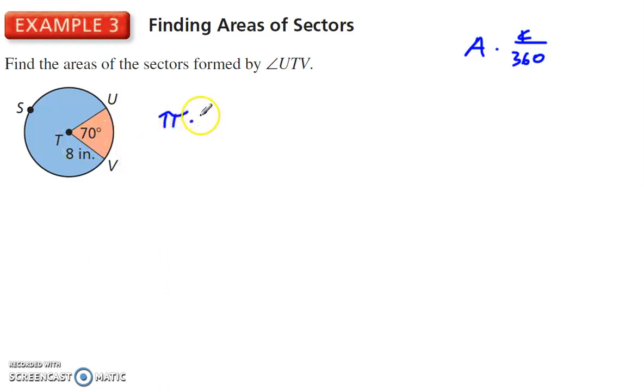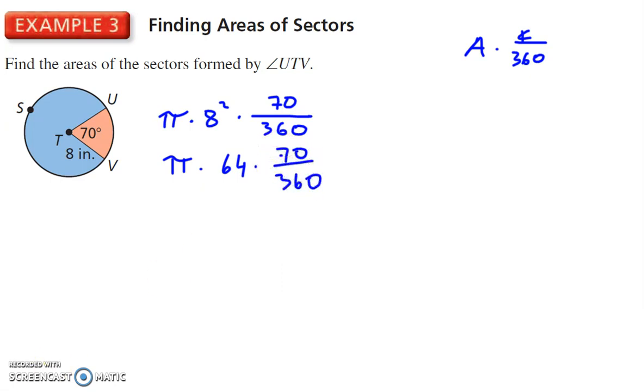radius is 8 inches, 8 squared times the angle here is 70 degrees over 360. So I want to find the areas of the sectors. I'll find this small one first, and then I know that the big one is the rest of it. That gives me pi times 64 times 70 over 360. It's about 39.10 inches squared.